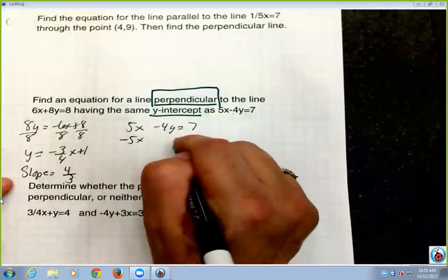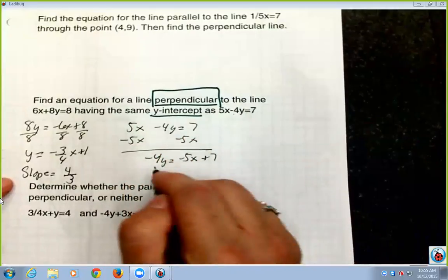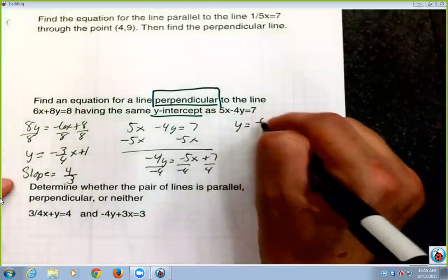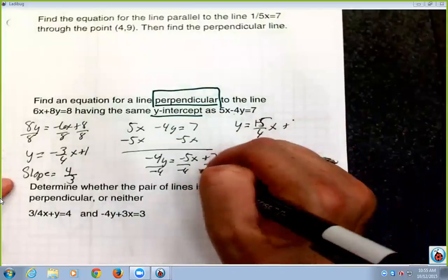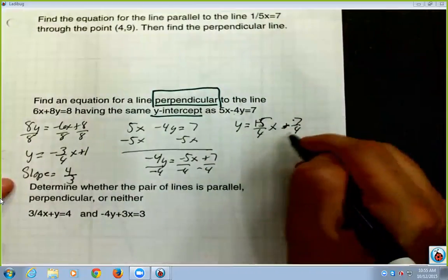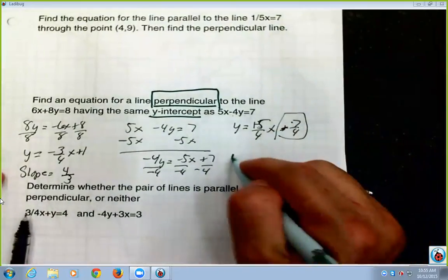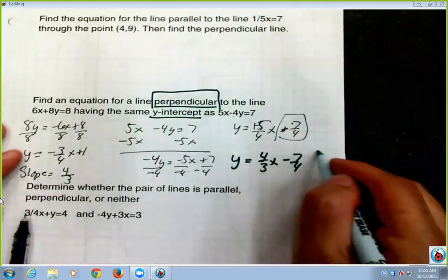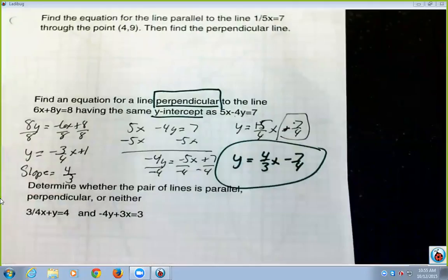I'm going to minus 5x, divide by negative 4. And I find y is equal to positive 5/4 x minus 7/4. So I want this intercept. So my new equation is going to be y equals 4/3 x minus 7/4. So kind of a little different twist on things with that one. So be real careful if you run across one like that.